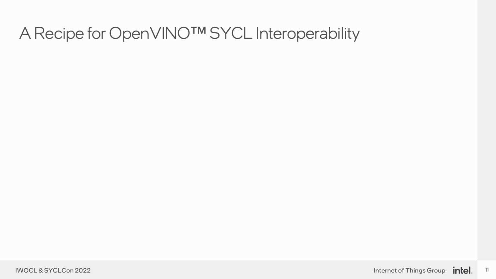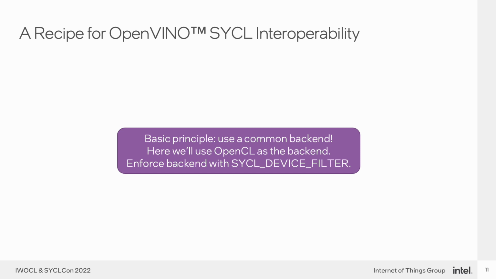Alright, so how do we go about and build a pipeline that uses the concepts that we just discussed? Here's a generic recipe you can follow to apply these optimizations. The basic principle and main requirement for interoperability between SYCL and another API is to use a common backend. Here we will use OpenCL as the common backend. But for example, if your API doesn't support OpenCL but does support, say, Level Zero, then you can use that. We can use the SYCL device filter environment variable to force SYCL to pick a specific backend and a device that supports that backend.